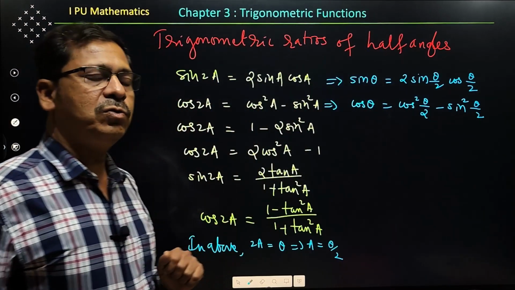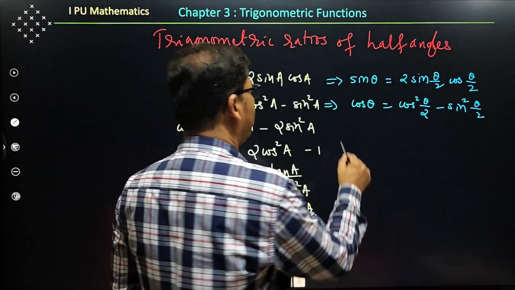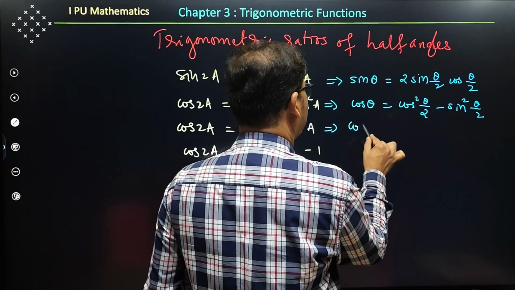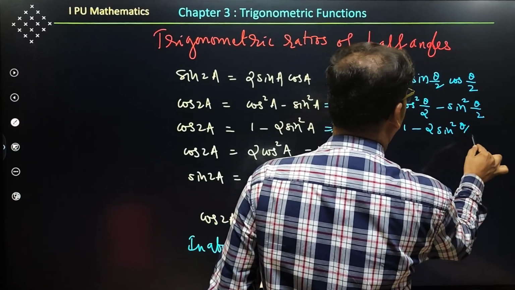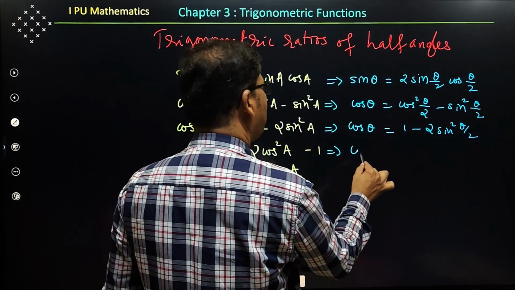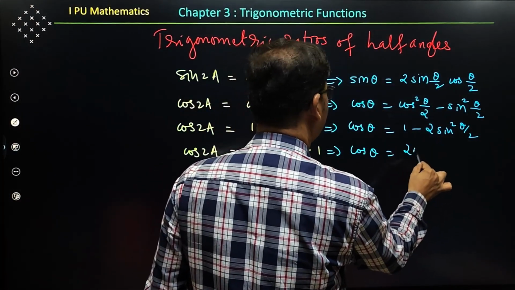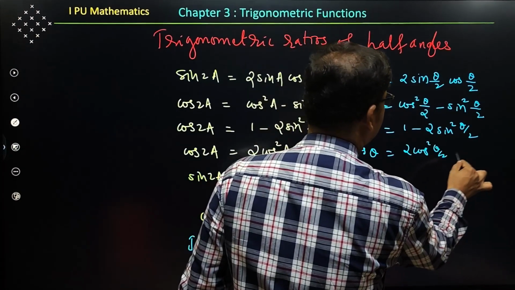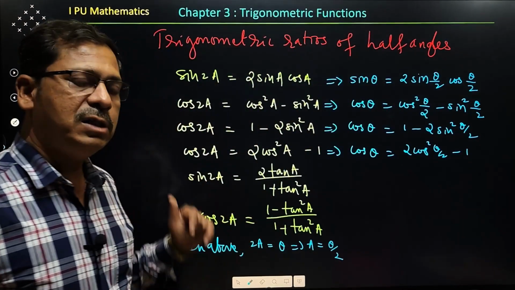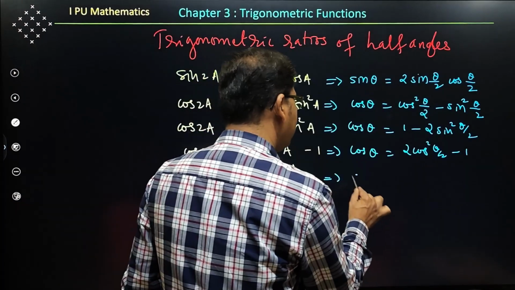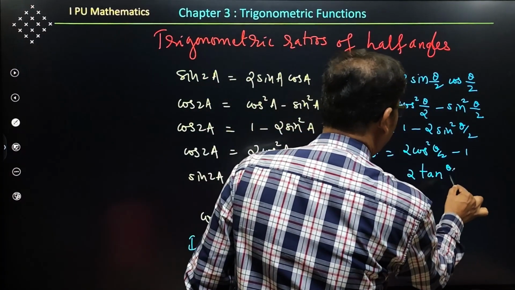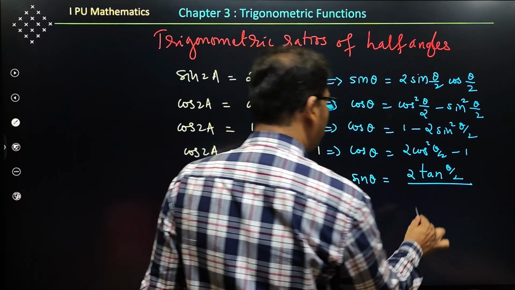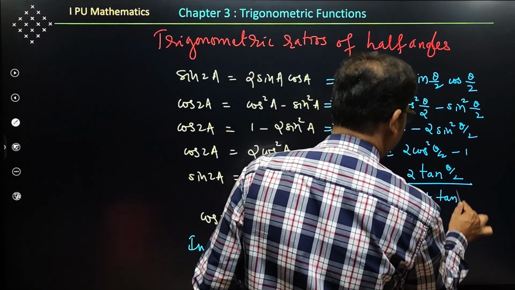Next result leads to what? 1 minus 2 sin square A leads to cos theta is equal to 1 minus 2 into sin square theta by 2. Next, this leads to cos theta is equal to 2 cos square theta by 2 minus 1. Next, sin theta is equal to 2 tan theta by 2 divided by 1 plus tan square theta by 2.